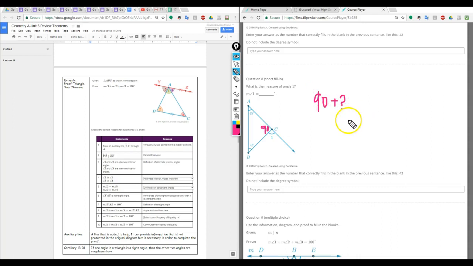I'm not going to use 1 as the symbol, because that would just be confusing. So the linear pair is 90 plus what is equal to 180. We can think that one through and we don't have to do the algebra. 90 and 90 is 180. So I know that the measure of angle 1 is also 90 degrees.